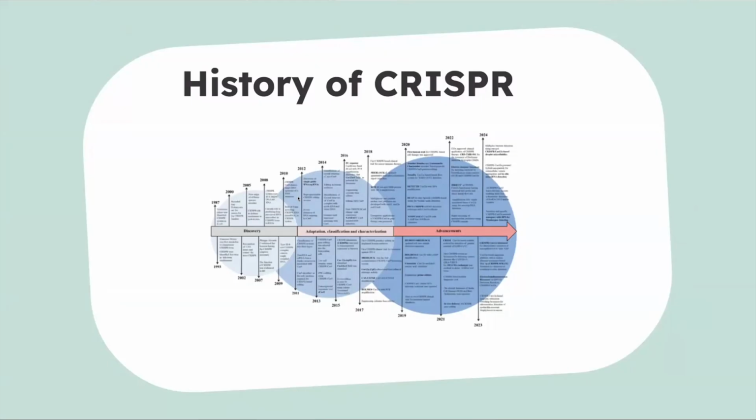CRISPR eventually won the 2020 Nobel Prize, awarded to Jennifer Doudna and Emmanuel Charpentier, and is now widely used in the medicinal world, with major breakthroughs such as gene therapy for sickle cell and personalized gene therapy for a child with a rare metabolic disease.